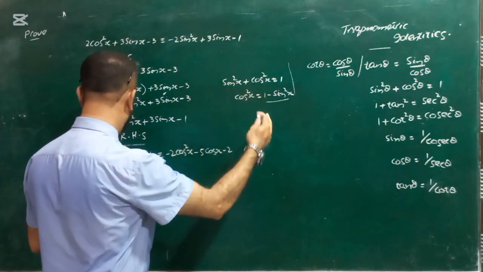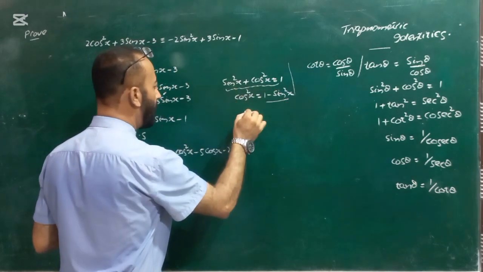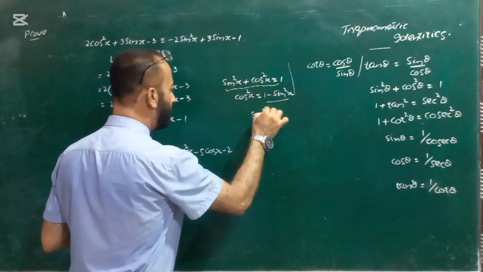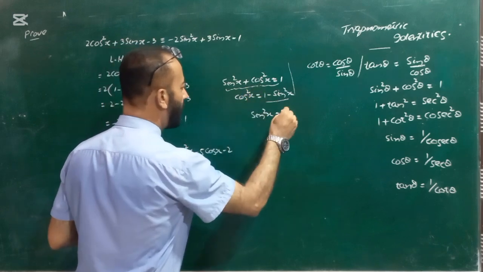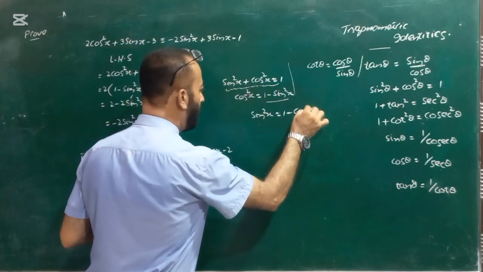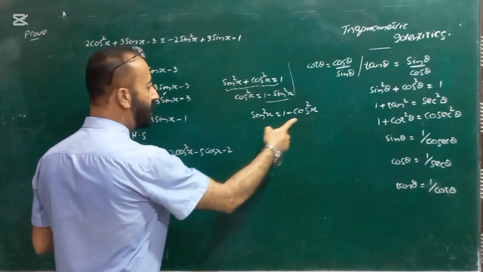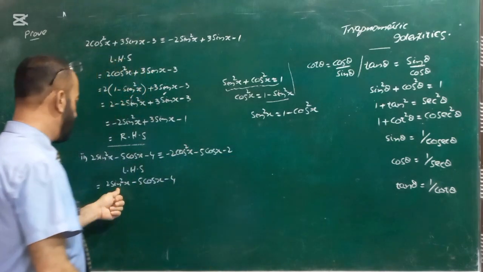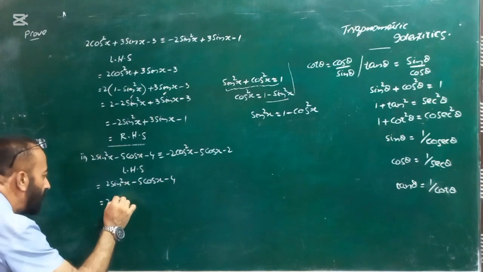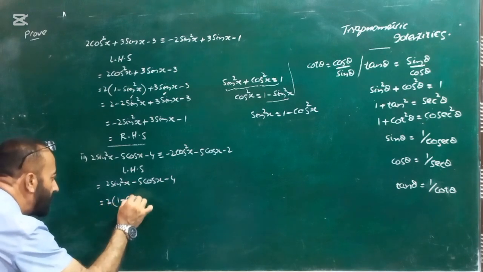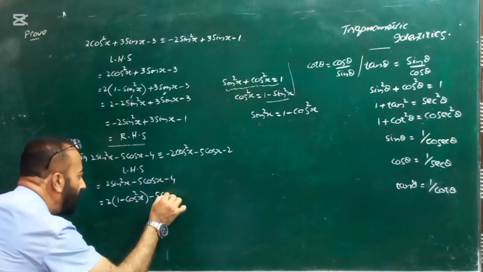So this is the formula again. From here, if you see, sine square x will be equal to, so cos square x will go to the right side. It will become now 1 minus cos square x. So we are going to replace this value by this one. So look now, this 2 will remain as it is. Sine square x is equal to 1 minus cos square x. The rest of the values are still there.